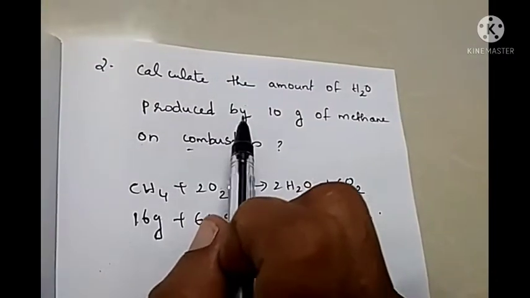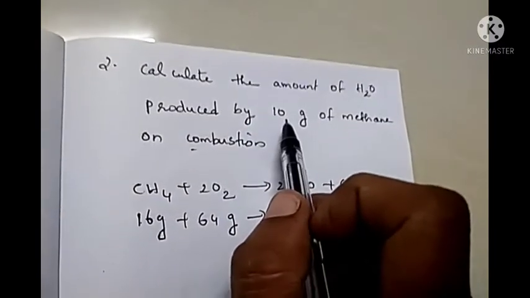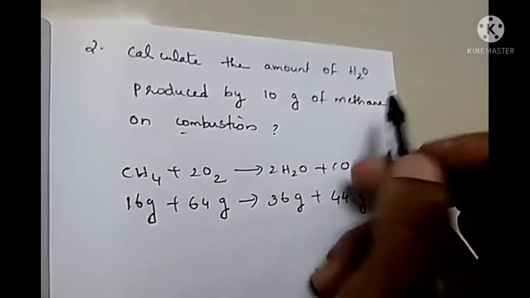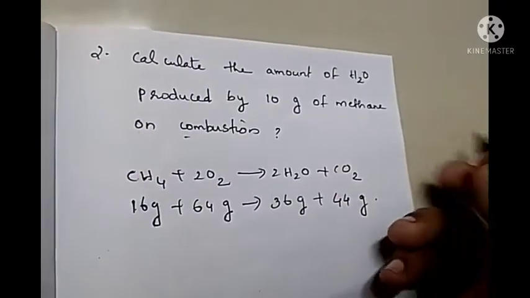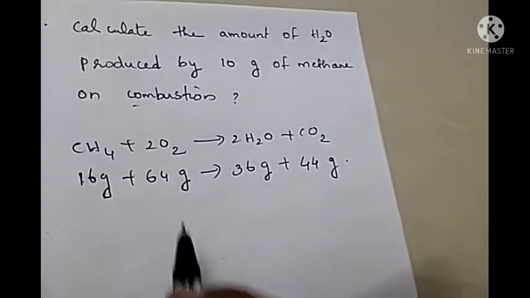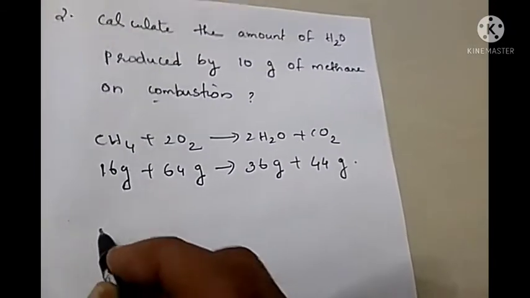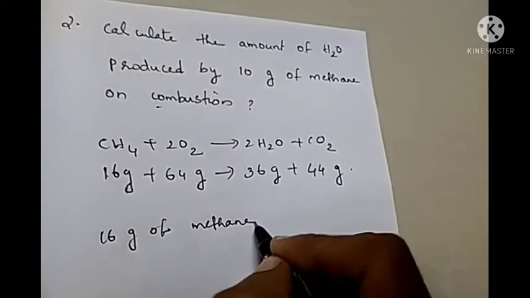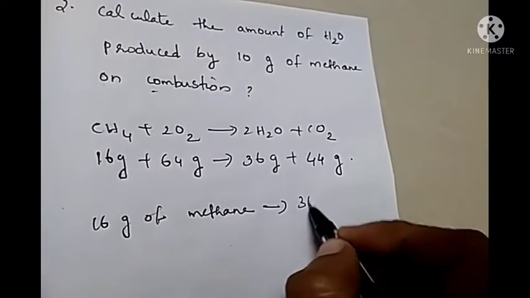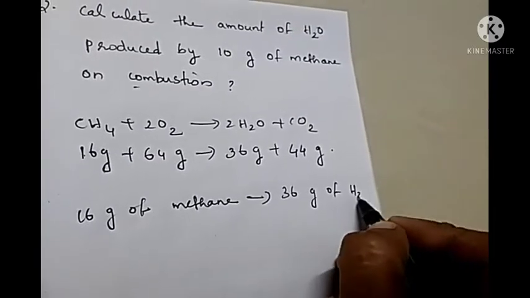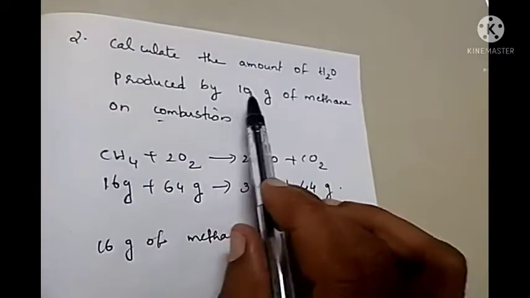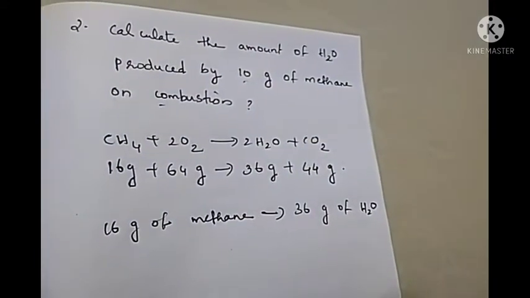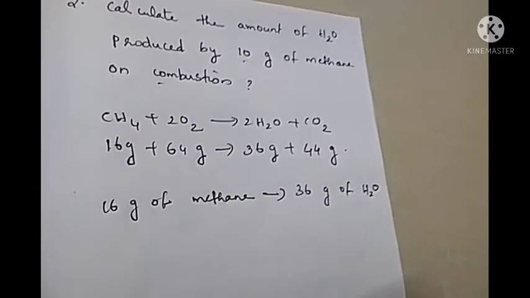And what is asked in the question? We have to find out the amount of water produced by the combustion of 10 gram of methane. If 10 gram of methane undergoes combustion, how much amount of water will be produced? That is our question. From this equation, we can understand that 16 gram of methane produces 36 gram of water. Now we are asked to calculate the amount of water produced by 10 gram of methane. How can we find out that?